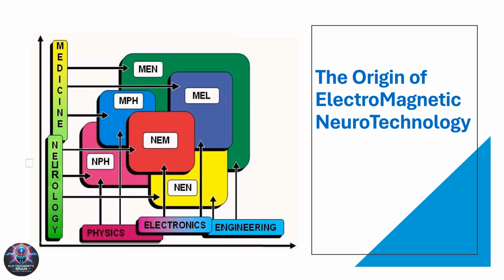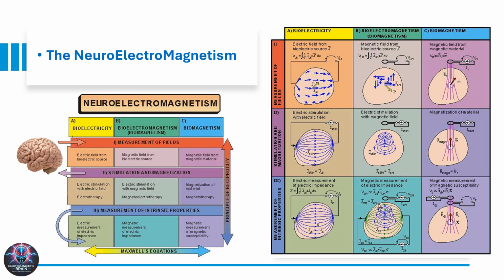Today, electromagnetic neurotechnologies offer non-invasive ways to diagnose and treat brain disorders. They have applications in neurology, psychiatry, and even industrial diagnostics, such as evaluating concrete structures. Neuro-electromagnetism refers to the study of the brain's natural electrical and magnetic fields. Our brain's neurons communicate using electrical impulses.